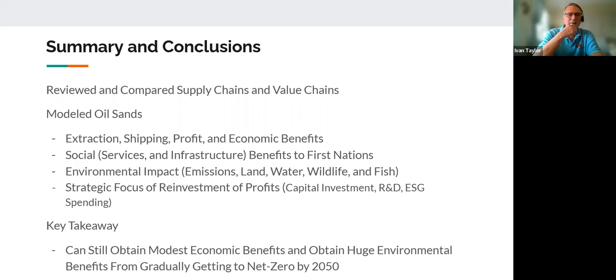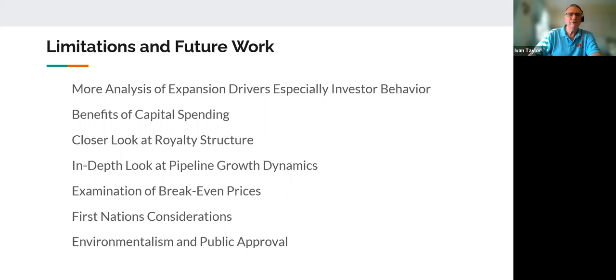And the takeaway that I think we can take from these results is that we can still obtain modest economic benefits and obtain huge amounts of environmental benefits from investment in ESG spending. So I'll pass it over to George to talk about limitations and future work.